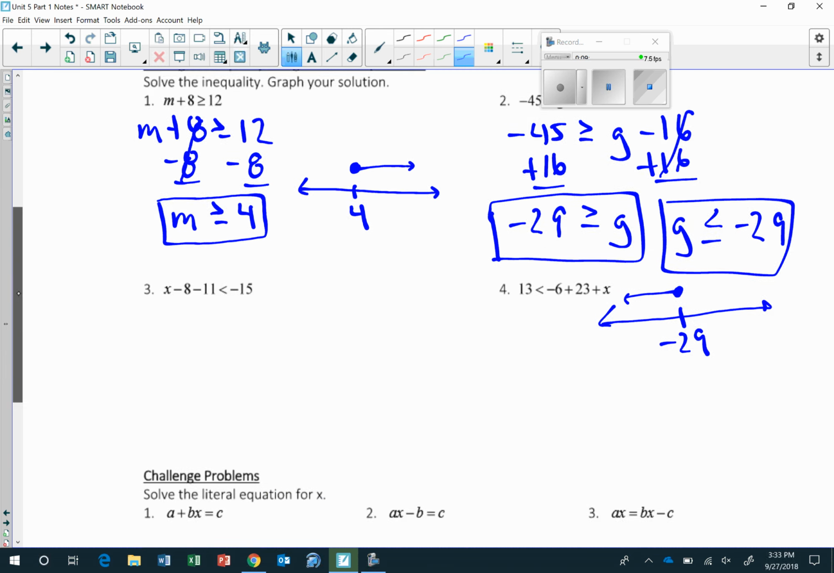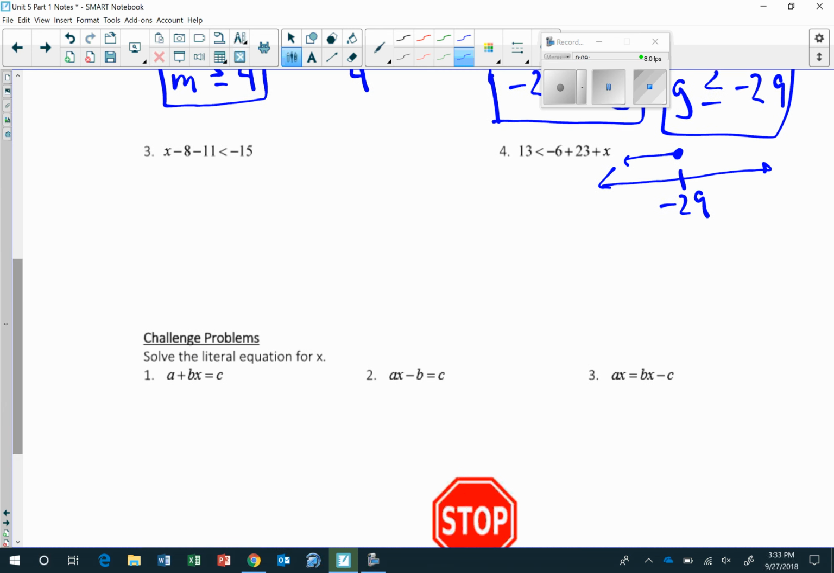All right, looking at another example, coming down to number 3. It says x minus 8 minus 11 is less than negative 15. So the first thing I need to do is combine like terms on the left side because negative 8 and negative 11 are like terms. So I'm going to go ahead and rewrite this. X minus 19 is less than negative 15.